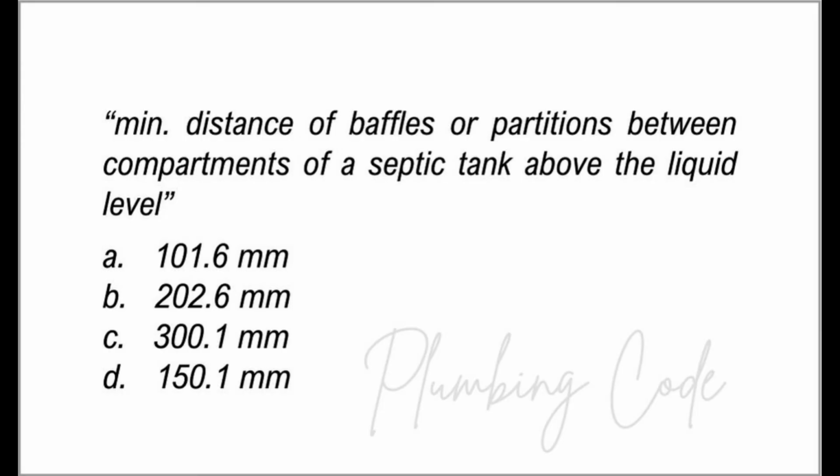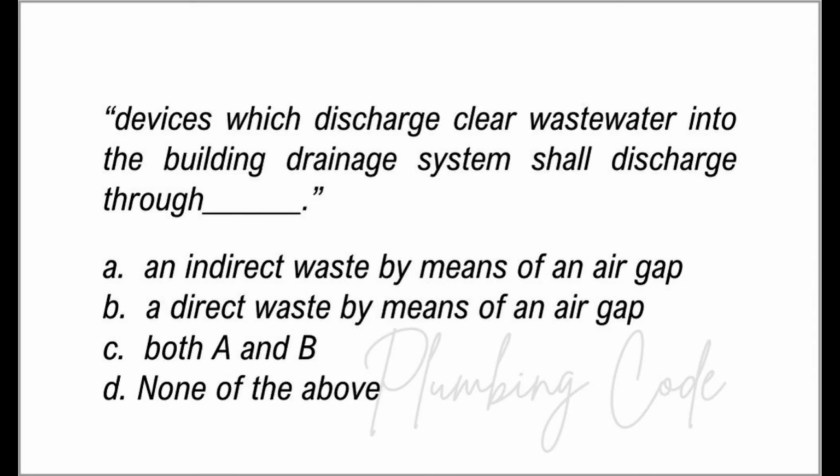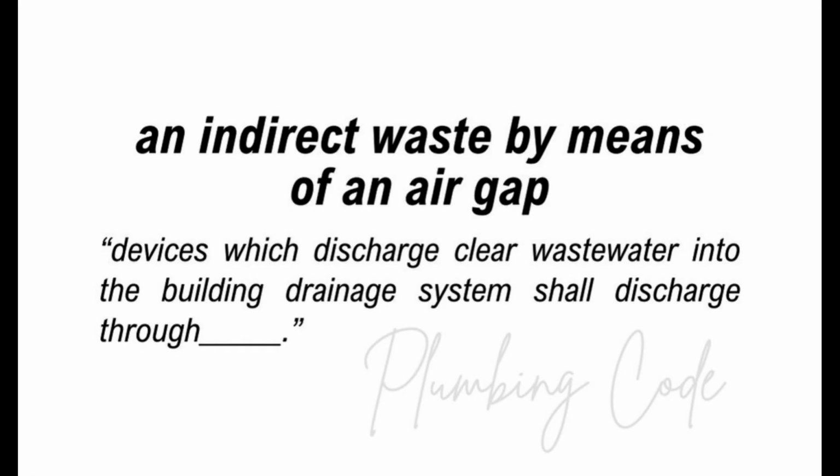Minimum distance of baffles or partitions between compartments of a septic tank above the liquid level. 101.6 millimeters. 202.6 millimeters. 300.1 millimeters. 150.1 millimeters. The answer? 101.6 millimeters. Devices which discharge clear wastewater into the building drainage system shall discharge through what? The answer? An indirect waste by means of an air gap.